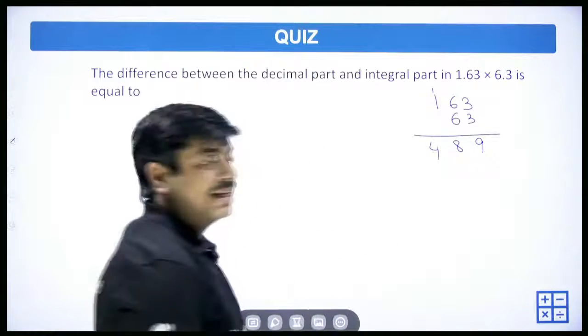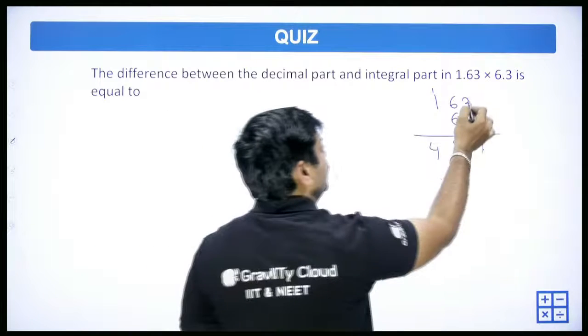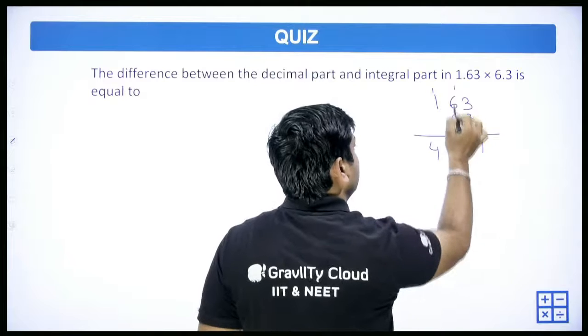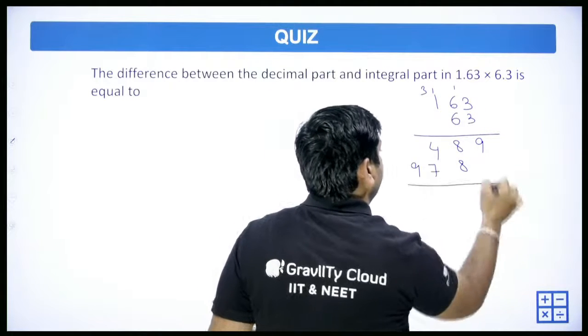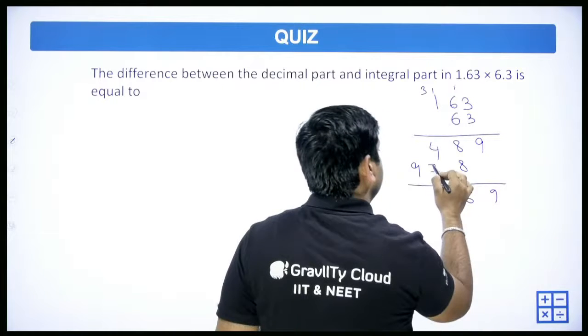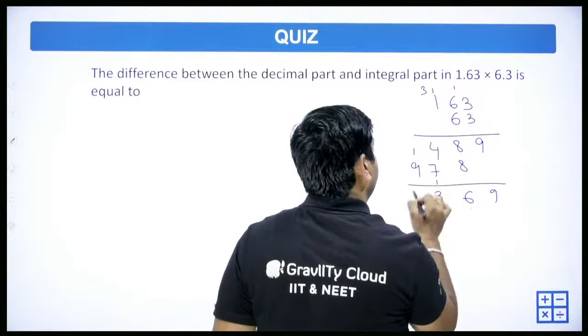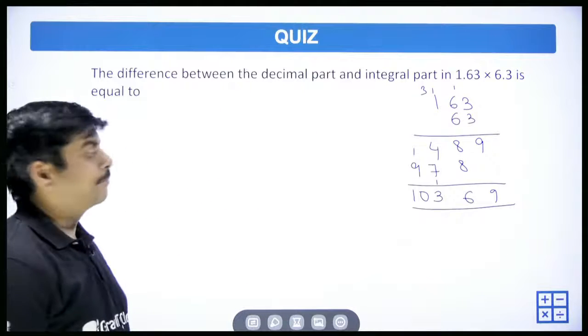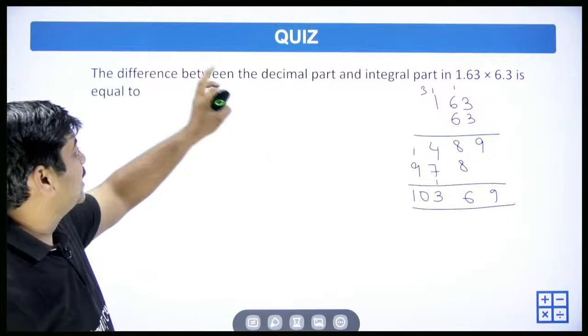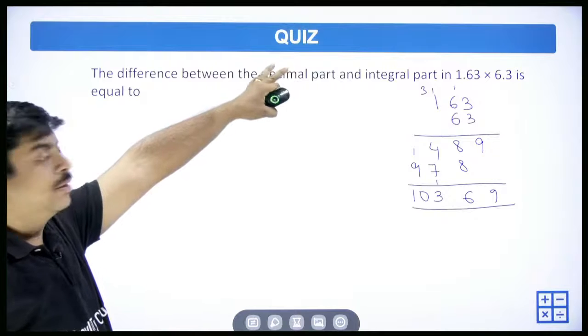So that becomes 489. And 6 3s are 18, 6 6s are 36, 37, 6 1s are 6, 7, 8, 9. That will give you 9, 16, 7 4s are 12, 13, 9 plus 1 is 10. Right? So that will give you 10369. The difference between the decimal part and integral part.